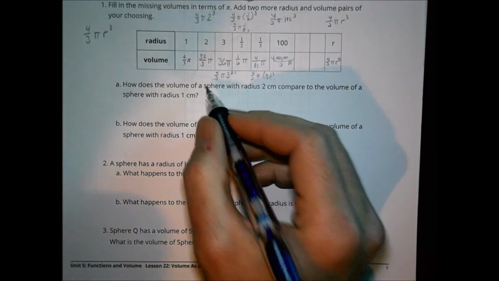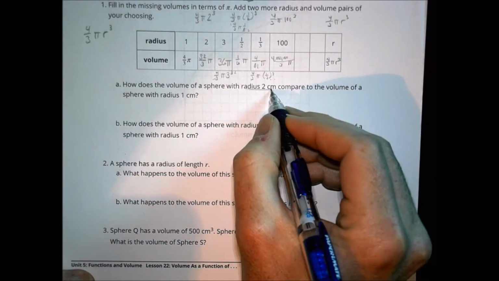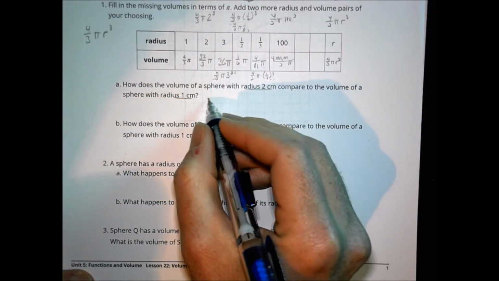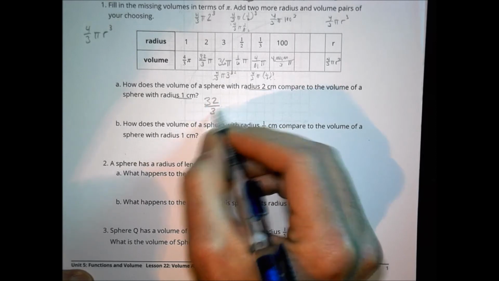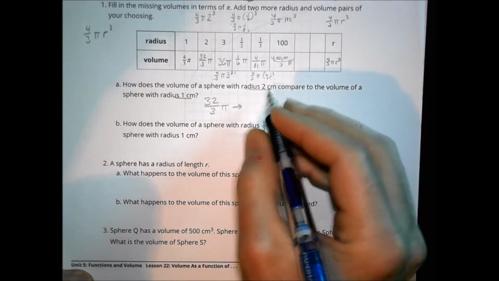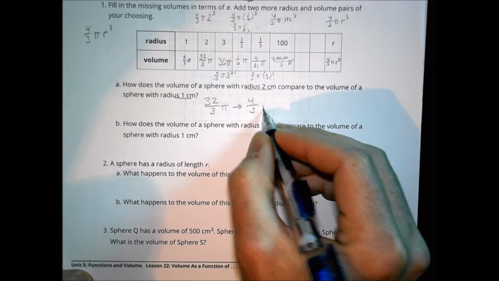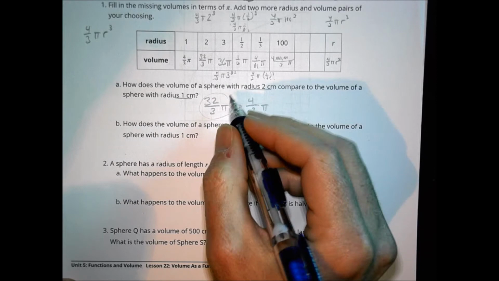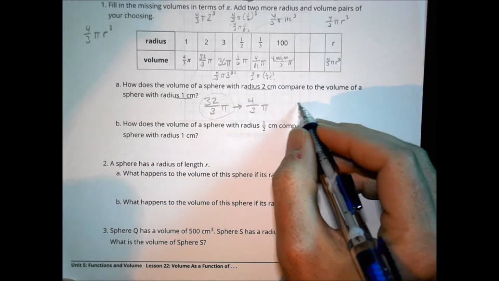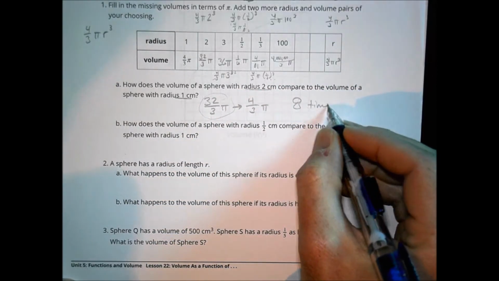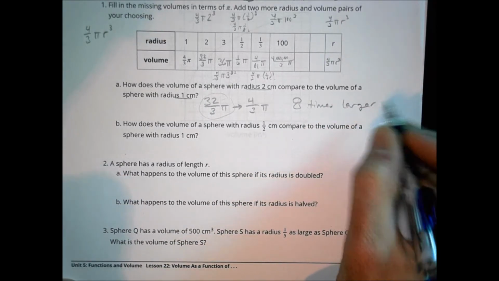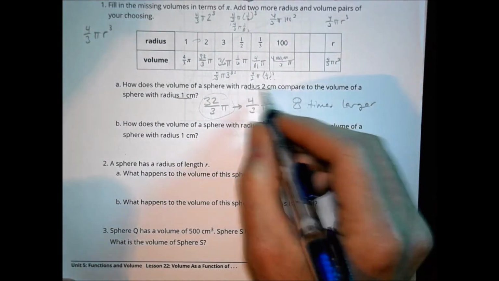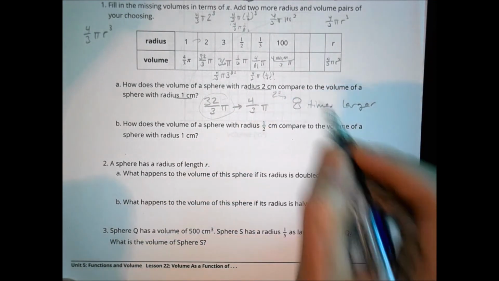So how does the volume of a sphere with a radius of 2 centimeters compare to the volume of a sphere with radius 1? So the 2 is 32 and a third pi. Compare that to 4/3 pi. So what's the difference here? Well, the difference is that this one is going to be 4 times 8. It's going to be 8 times larger, right? So when I go from here to here and I double the radius, it becomes 2 to the third, which is 8 times more.